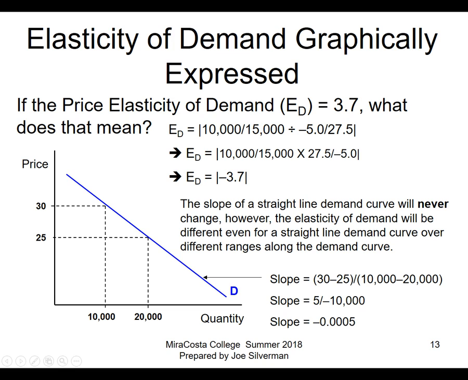Using the midpoint formula, I'm skipping all the steps here, but we did a calculation like this using the exact same number, so you can refer back to that if you want. Using the midpoint formula, the price elasticity of demand between these two points would be the absolute value of negative 3.7. If, on the other hand, we wanted to calculate the slope of the line between these points, we would come up with a value of negative 0.0005. These two numbers are very, very different, and they're not even close.